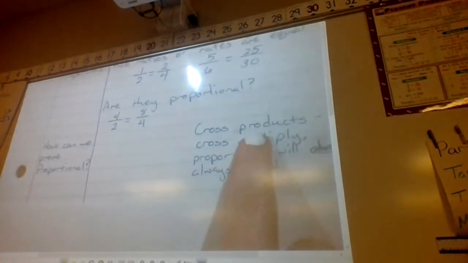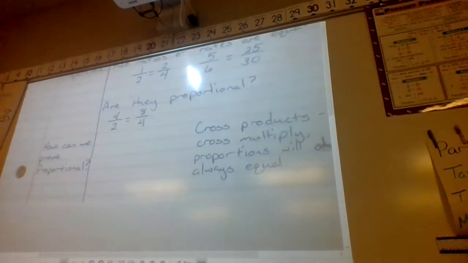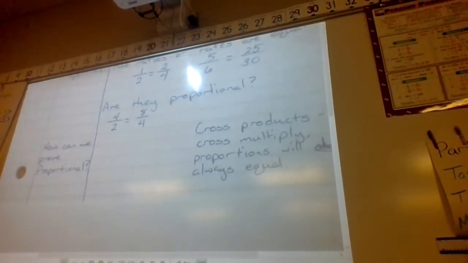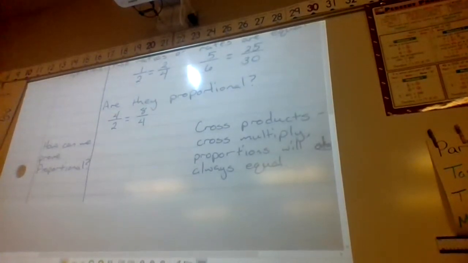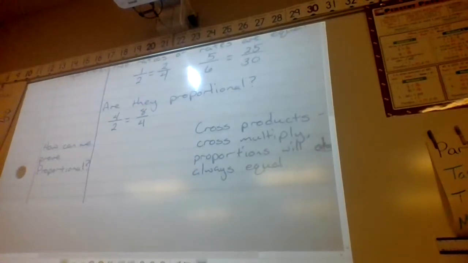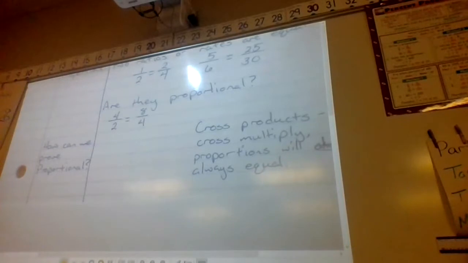We're going to use something called cross products. If I say something's going to cross, what does that make you think of? They're going to intersect. What does products mean in math? Multiplication. So we are going to cross and multiply.